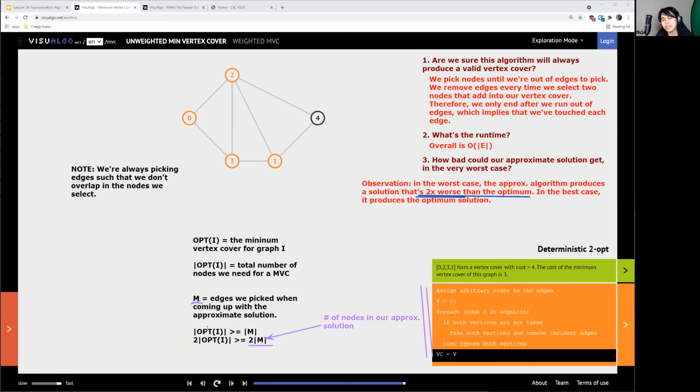And what we have on the left-hand side is just some math. We said 2 times the number of nodes we have in our optimum solution. So this math expression on the very end here says the number of nodes you're going to pick in our approximate solution will always be less than or equal to 2 times the optimal number of nodes you need.